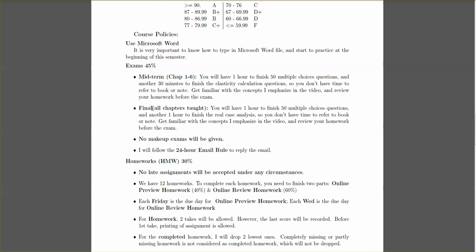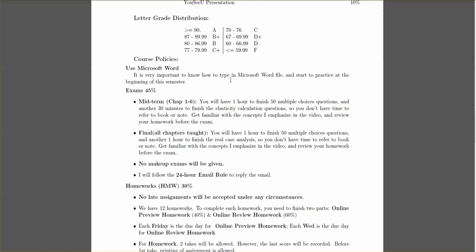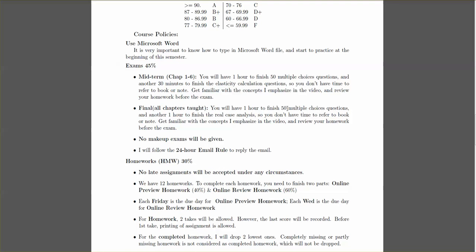And the final comprehensive exam will cover all chapters from chapter 1 to chapter 12. You will have 1 hour to finish 50 multiple choice questions. Again, you really don't have time to refer to the textbook and the notes. So get familiar with your homeworks and the concepts on the slides and in the textbook. Besides the 1 hour of multiple choice questions, you still have 1 hour to finish the real case analysis.